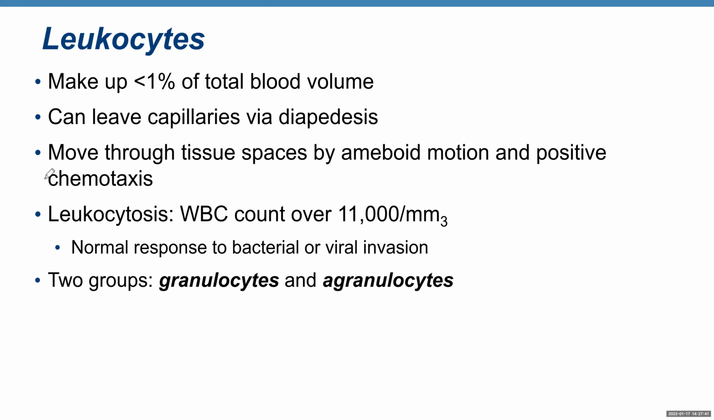The white blood cell count is over 11,000 per cubic millimeter, and it's a normal response to bacterial or viral infection. We have 2 types of leukocytes, granulocytes and agranulocytes. I think here you need a micro, or maybe because it's cubic.